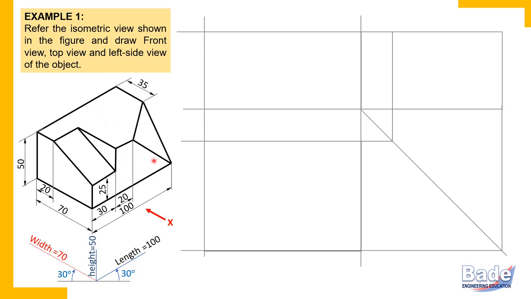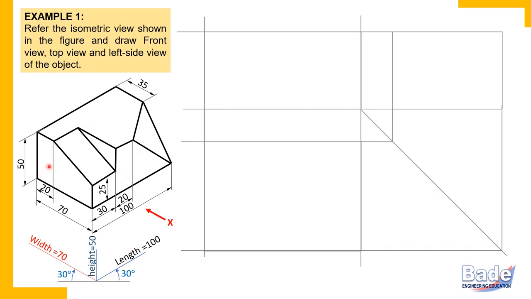Now focus on this surface. This has two perpendicular principal edges, parallel to height and parallel to length. So height, length, reference plane, that is front view, VP. So in the front view, in VP, this surface shows a true shape. This surface is parallel to VP. That is why it shows true shape in VP or in front view.